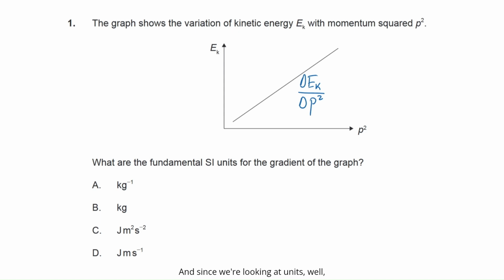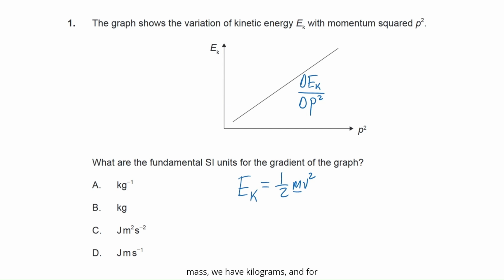And since we're looking at units, well, kinetic energy is going to be joules. But how can we really find that out? Well, we can use the formula for kinetic energy. Kinetic energy is equal to 1/2 mv squared. So if we're looking at units, we can ignore the constants and then substitute the units in for each variable.